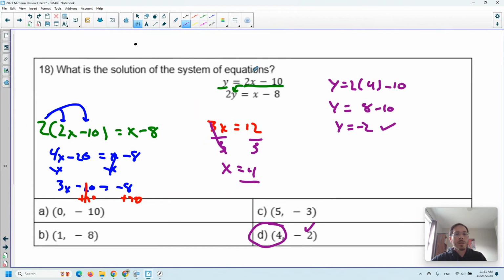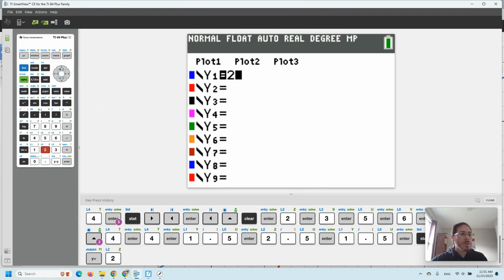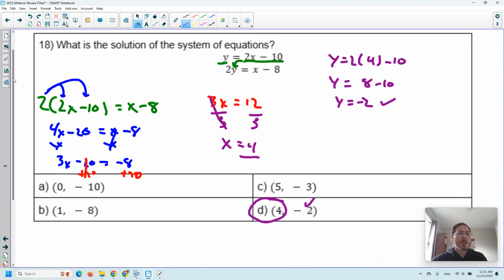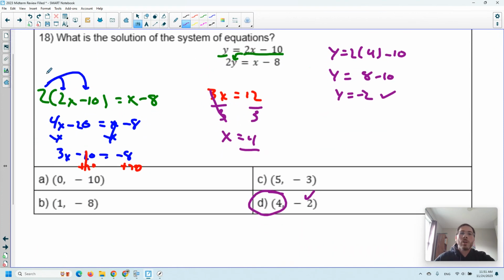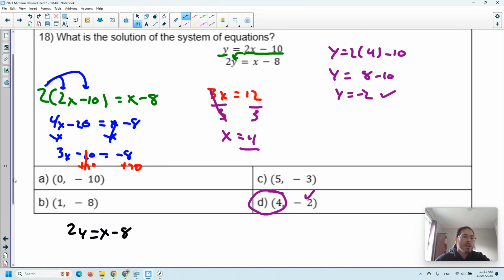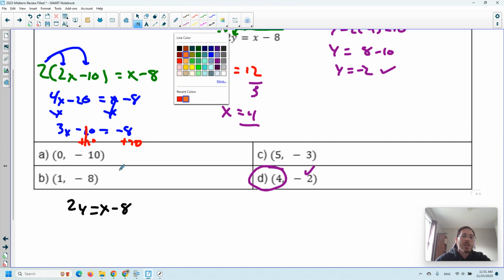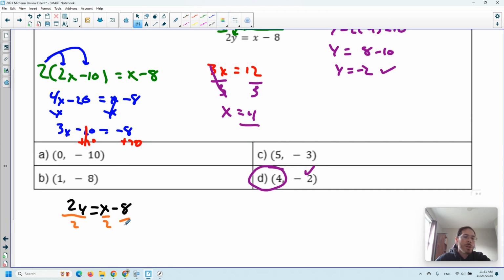If I want to use my TI calculator, I can do it in my TI calculator too. The first one I can just throw in because it's already y equals. So 2x minus 10. Remember the x button's right here. Now for the second one, I got to do a little bit of work by hand before I can put it in, since I always need to get them into y equals form. So since it starts as 2y equals x minus 8, to put it into the TI calculator, I have to divide everything by 2 because I have to get the y by itself. So y equals x divided by 2, or 1/2 x minus 4.